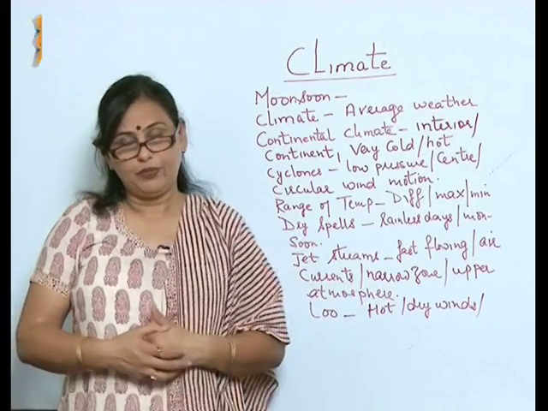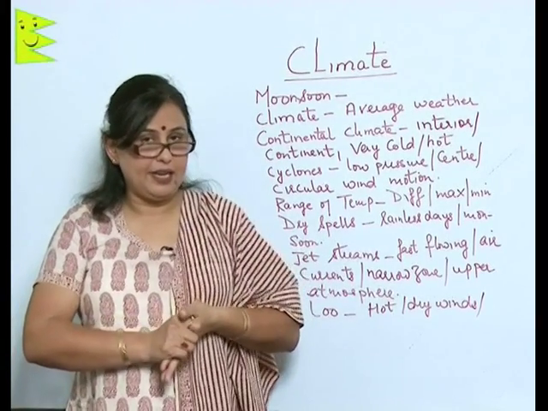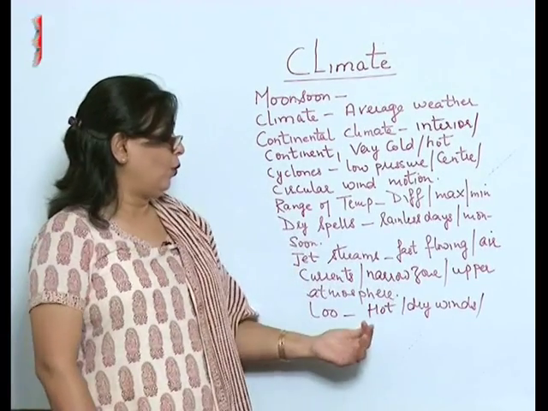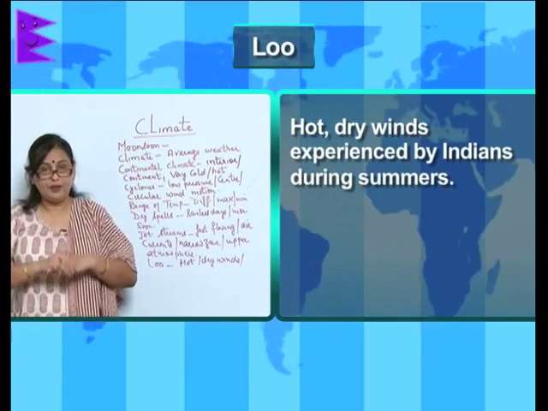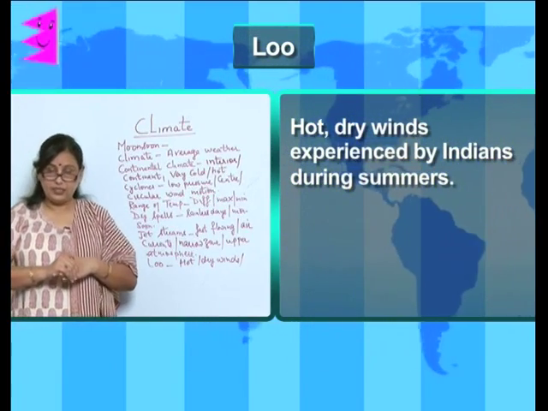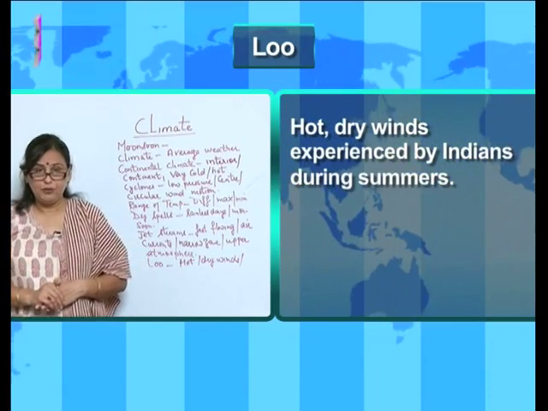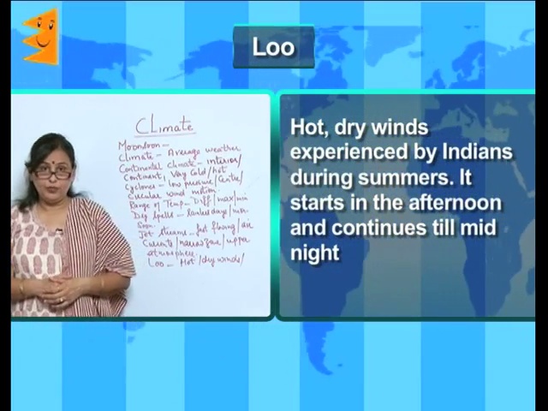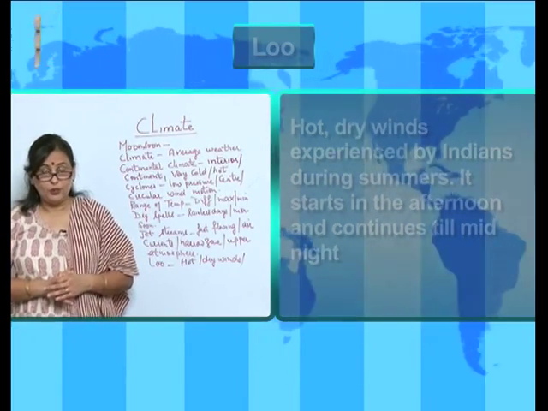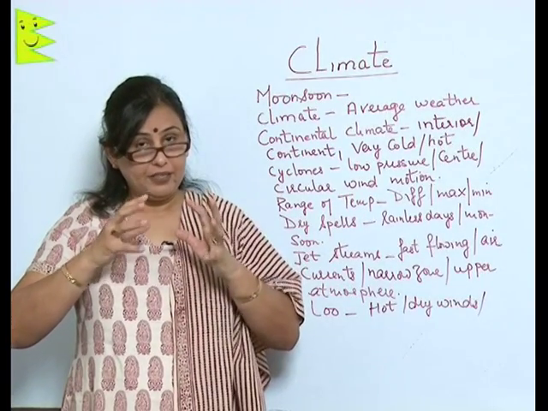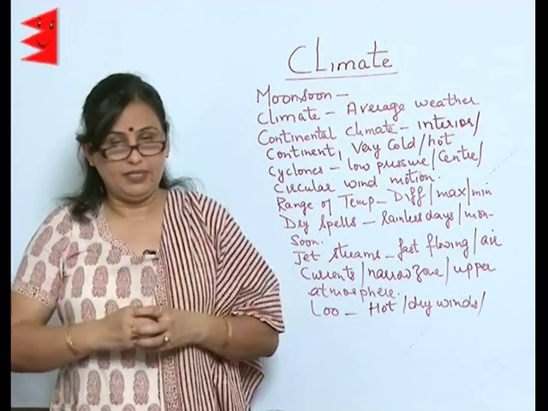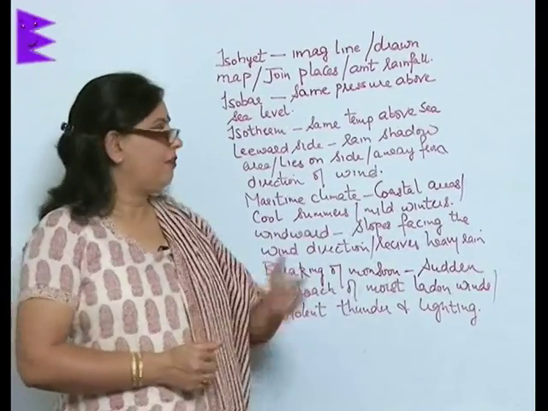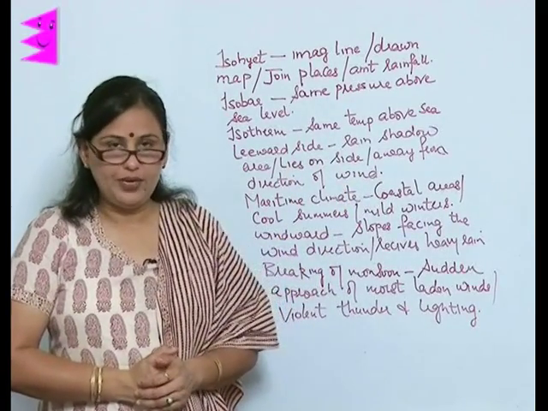Next is the loo. You all must have heard your mother saying these days loo is blowing. What is this loo? Loo is in fact a hot dry wind which is experienced by Indians during summer, and it starts in the afternoon and continues till midnight. So, that is actually the weather condition of these summers that we have. Let us study more such words which will help us in understanding the chapter.